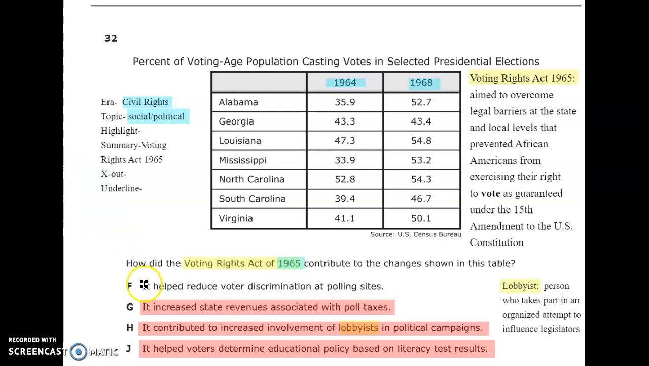And so leaving the correct answer, it helped reduce voter discrimination at polling sites. Our evidence for that is right here, the jump in percentage of people voting in each state. In every single one of these states, the percentage went up in the 1968 election as opposed to the 1964 election.